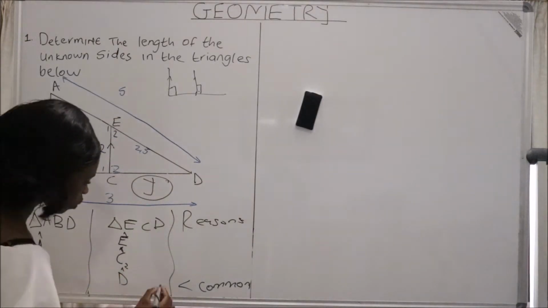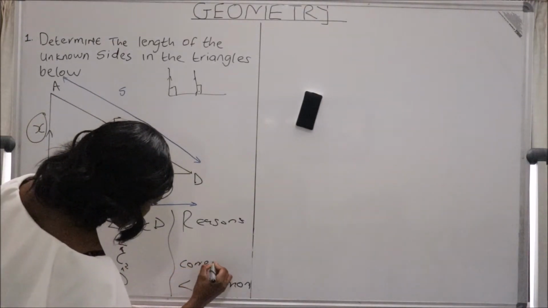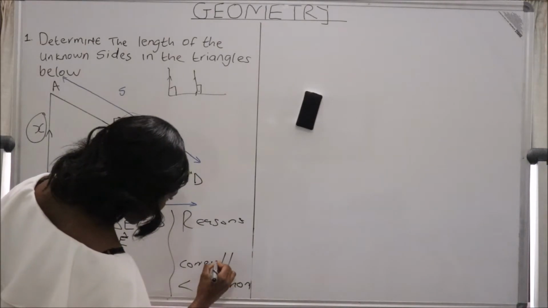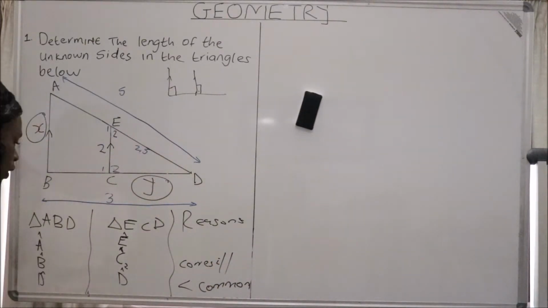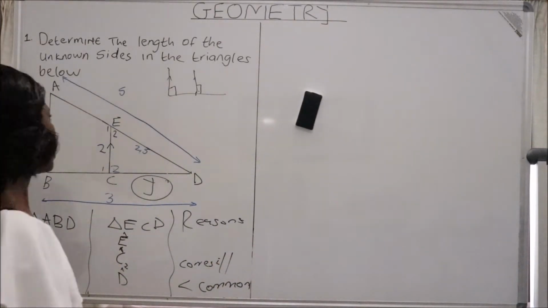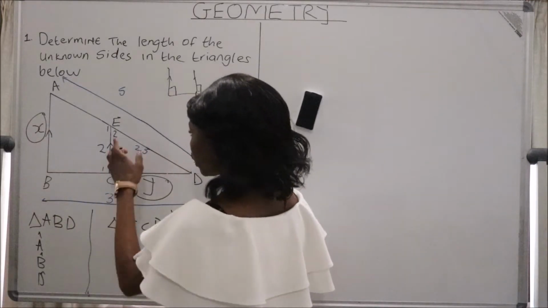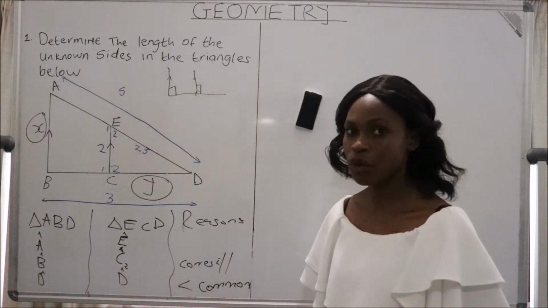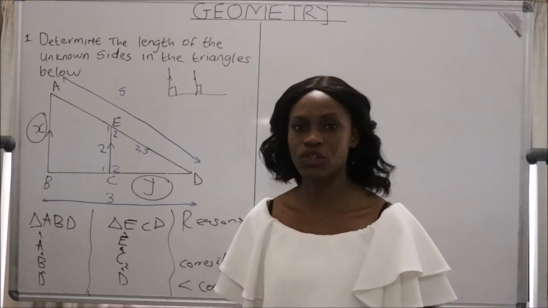So the reason for this one is corresponding angles of parallel lines, they are equal to each other. So with the third one, which is A and also E2, we know that it should be equal because that is the last angle in the triangle.